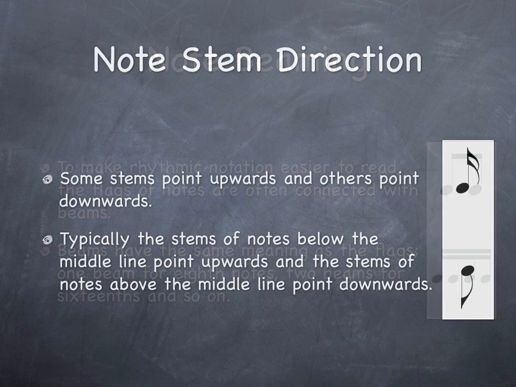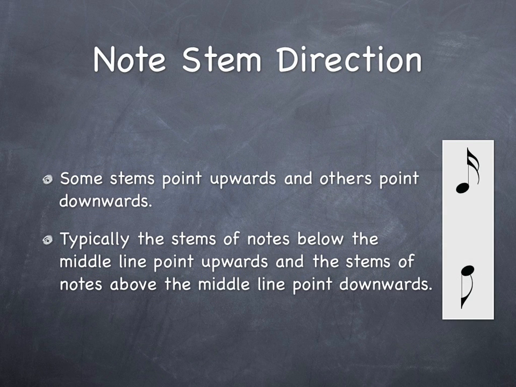Now, when you write notes on the staff, you have to make a decision as to whether the stems point upwards or downwards. This is very simple. Typically, the stems of the notes that are below the middle line point up, and the stems of the notes that are above the middle line point downwards.